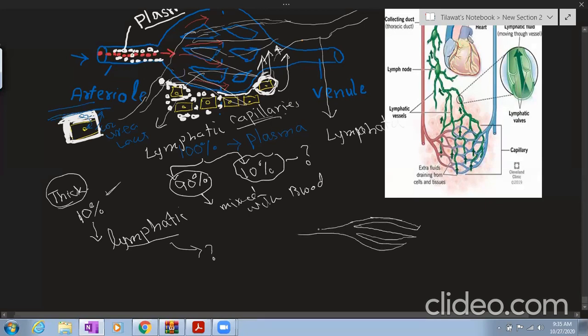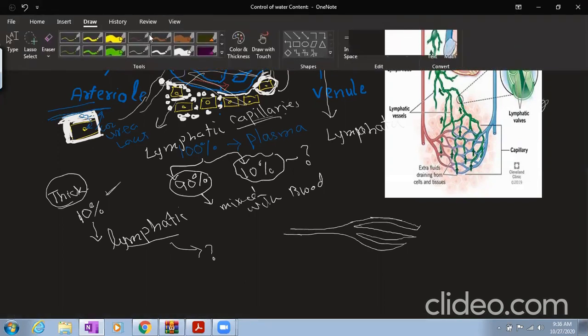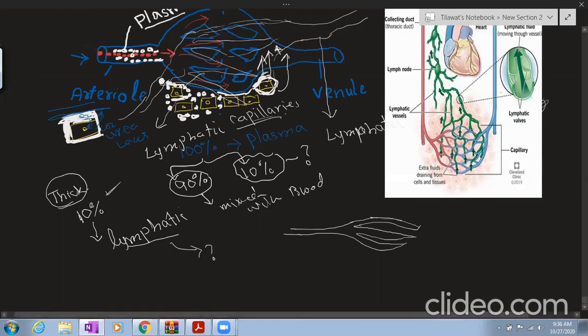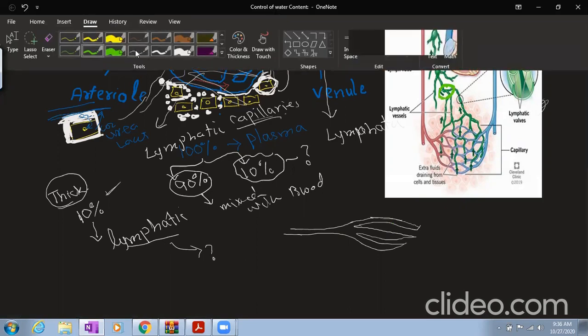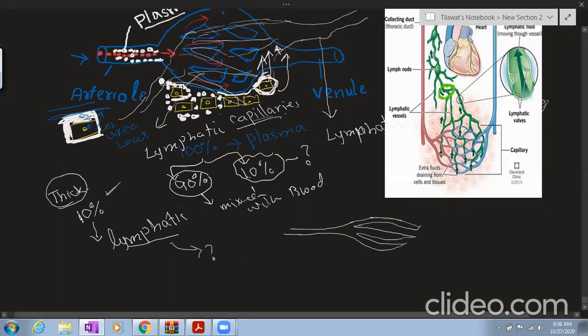And that several lymphatic capillaries form what? Lymphatic vessel. Okay, you can see this here in this picture also. Let me change the color so that we are able to discuss it well. So you can see these are lymphatic vessels. Now, what these lymphatic capillaries are exactly doing is collecting that 10% of tissue fluid back.